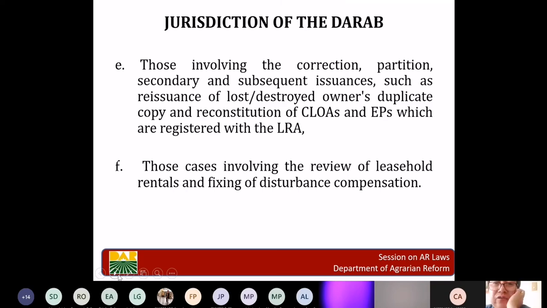Okay. Another jurisdiction of the DARAB, those cases involving the review of leasehold rentals and fixing of disturbance compensation. So our present AO on leasehold rentals is AO number 2, series of 2006. And take note of Section 12 of RA 6657, requiring to make an annual review of all leasehold rentals. And then fixing of disturbance compensation under paragraph 1 of Section 36 of RA 3844 as amended by RA 6657.